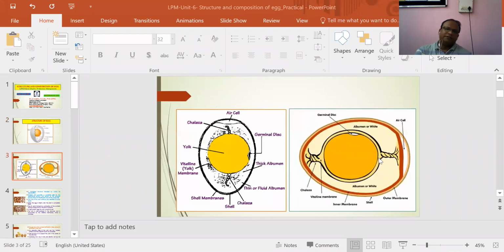You can see at the other end, this is the yolk, the egg yolk. This is chalazae. There is a spot on the yolk called the germinal disc, at which point the sperm enters the ovum. That is the air cell, the outer shell membrane, the inner shell membrane, albumin or egg white. On the yolk there is also a thin membrane called the vitelline membrane, because it separates the yolk from the albumin. So these are the parts of the egg.